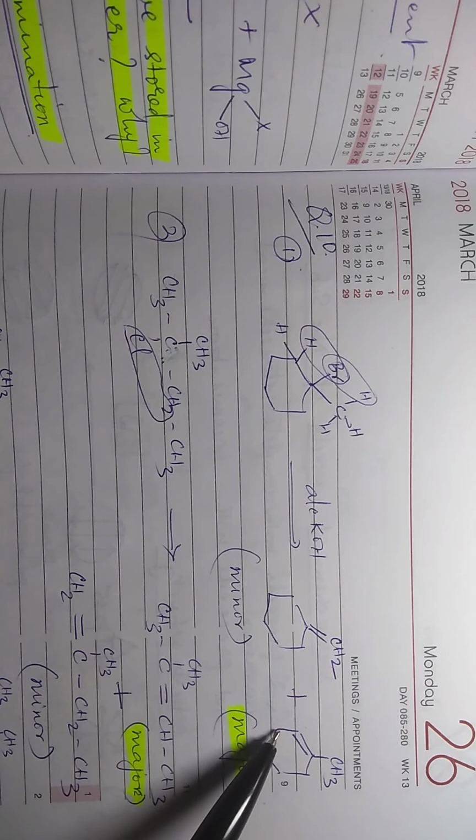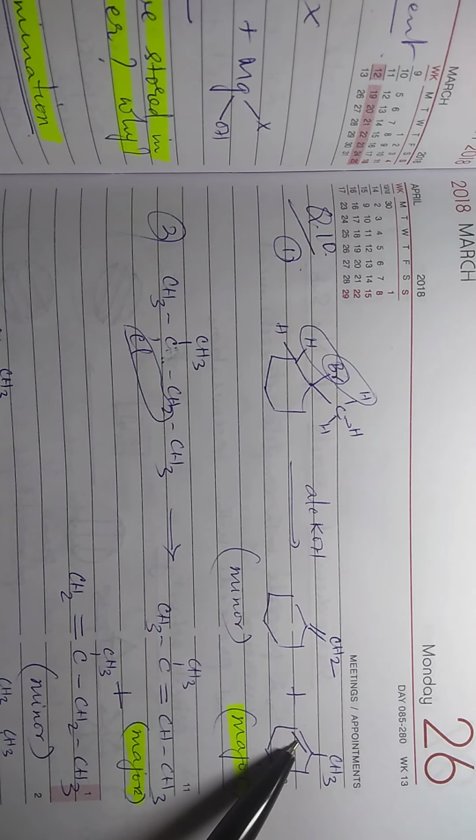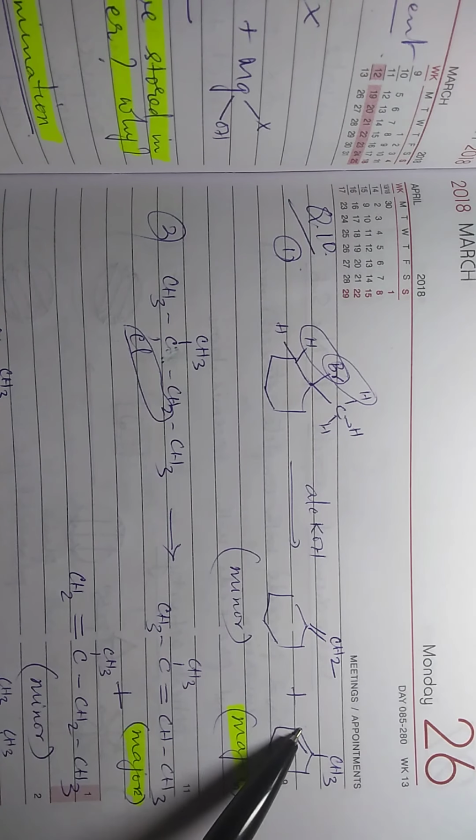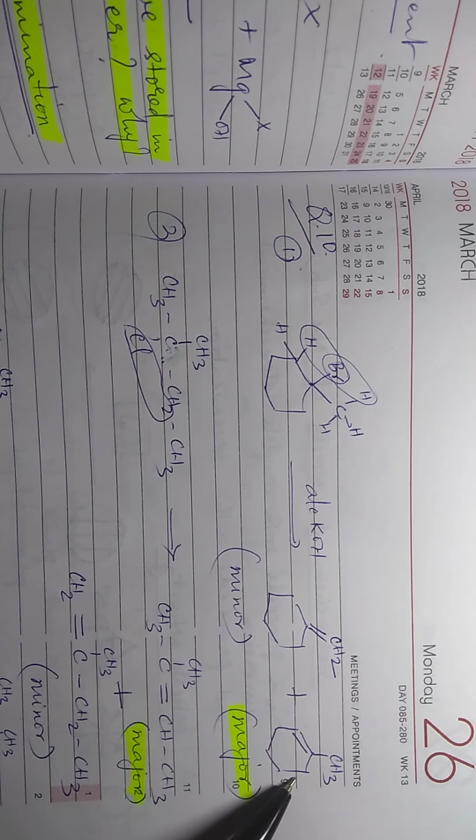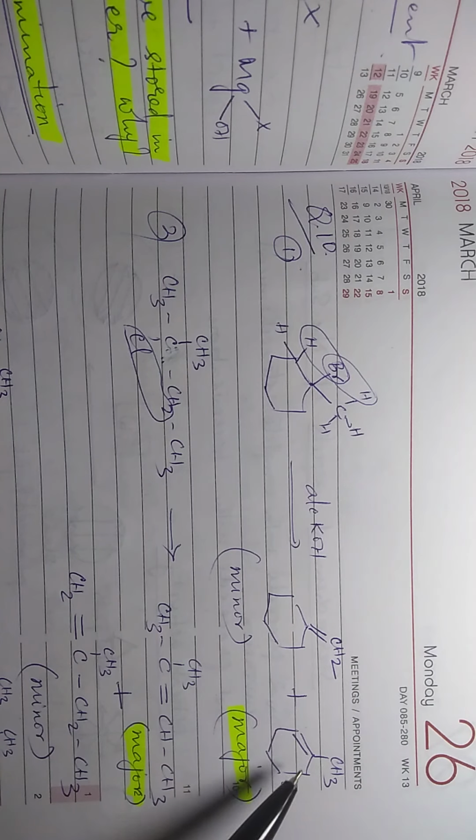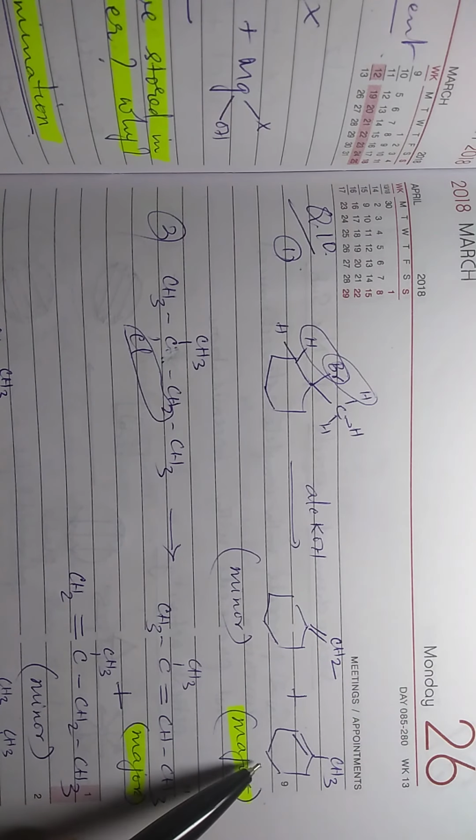Why I say? Because you have, see, there is conjugation. Single bond here, then a double bond, then a single bond. Either you take this way or you take this way. It is conjugation in the molecule. So that is the major product. Some kind of symmetry is there. So this is the major product and this is obtained.